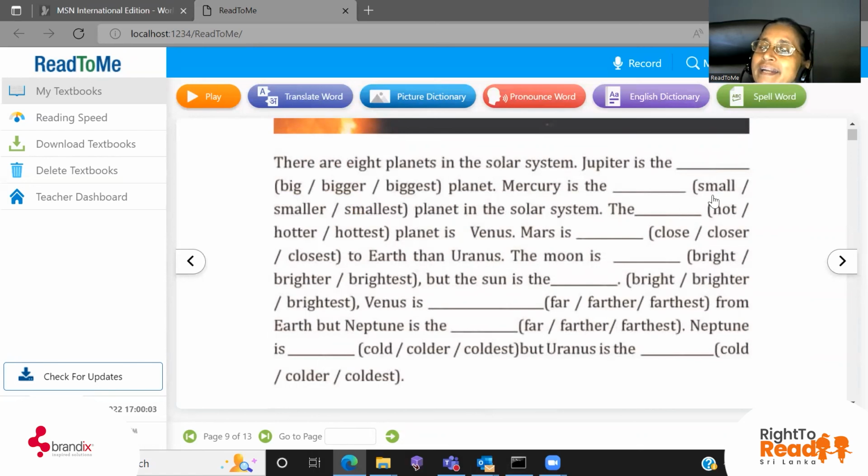Now, can you read the passage with the correct form of the adjective, comparative and superlative? Yes. I won't read. You can read.